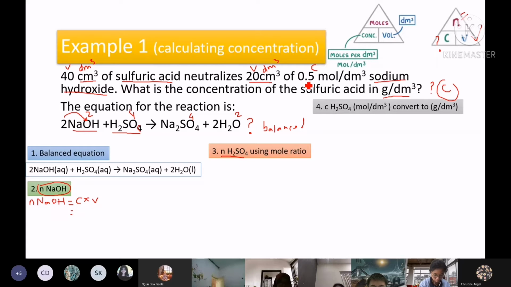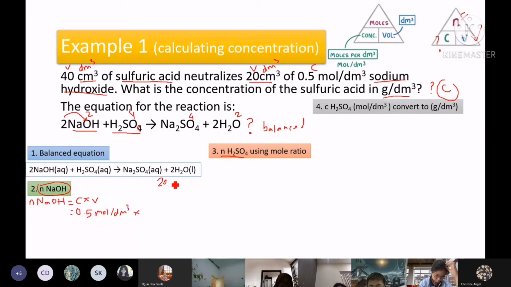Sodium hydroxide. This is the concentration, right? 0.5 mole over dm cube. And then times the volume. But we need to change the unit into dm cube. What is the volume in dm cube? 20 centimeter cubes. Change it into dm cube.